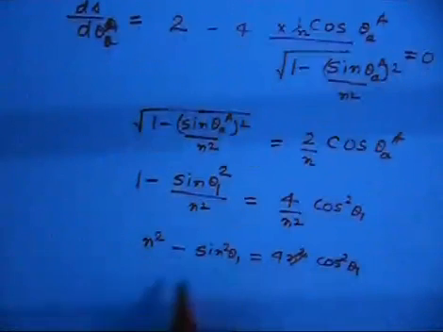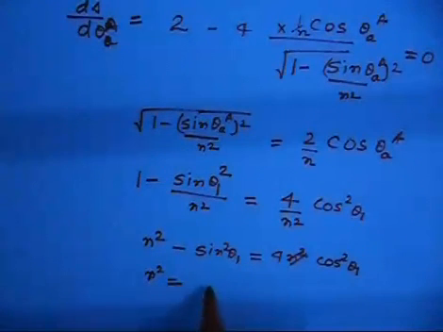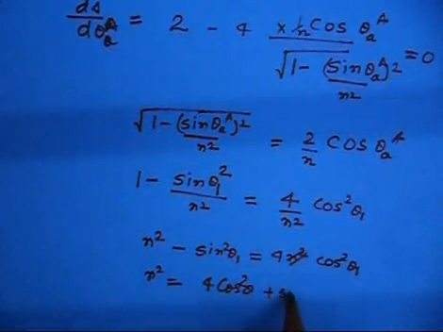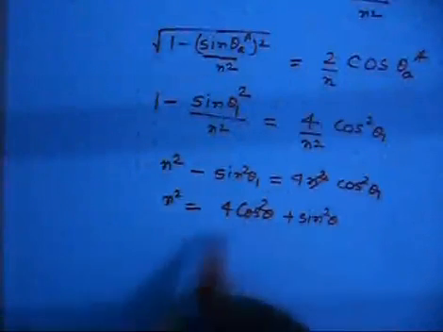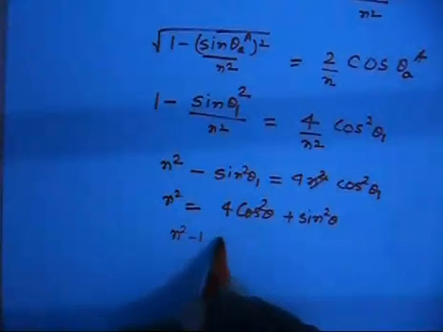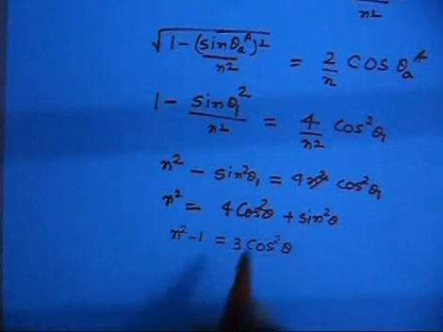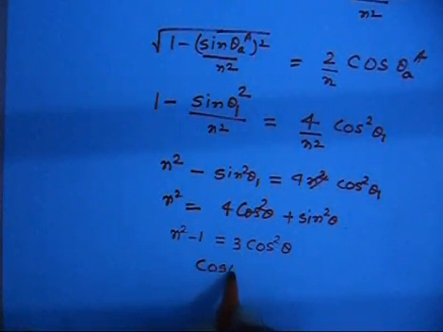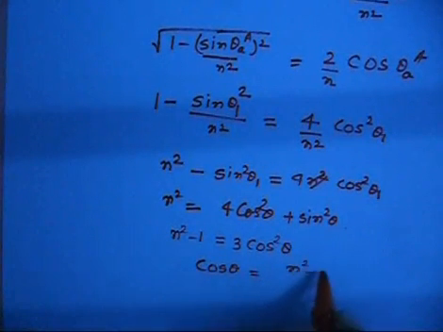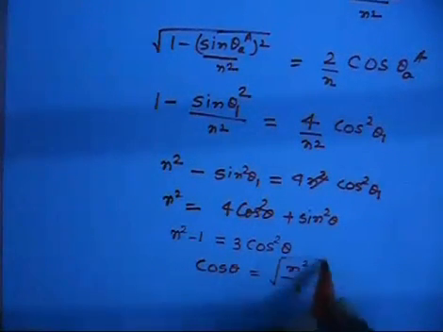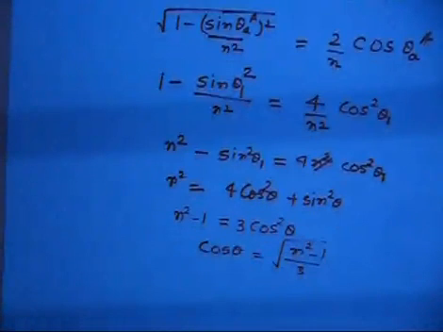So I will have n square equals 4 cos square θ plus sin square θ. So sin square θ plus cos square θ becomes 1. So we will have n square minus 1 equals 3 cos square θ. So cos θ is simply given by the square root of n square minus 1 by 3. So this is the value I will get. So this you have to prove.